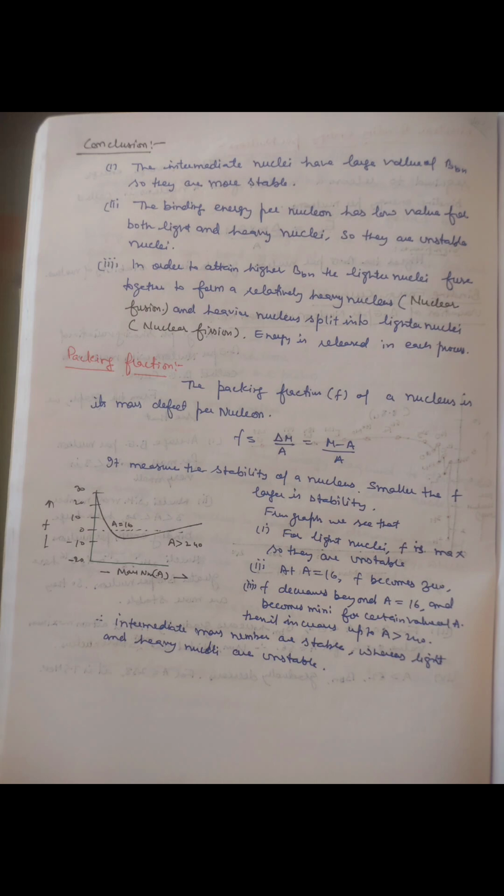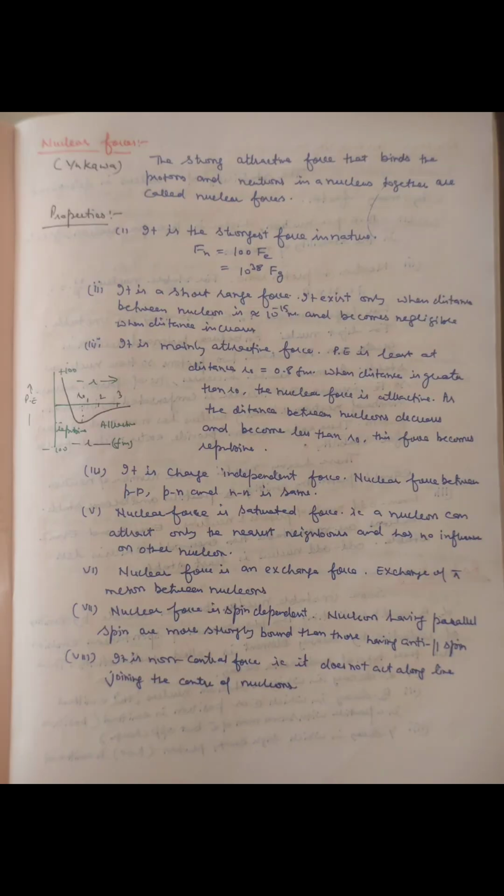In order to attain higher binding energy per nucleon, light nuclei fuse together to form heavy nucleus, nuclear fusion, and heavy nucleus splits into lighter nuclei, nuclear fission. Mass defect per nucleon is called packing fraction. Nuclear force is the strongest force in nature that binds the proton and neutron together inside the nucleus. It is short range, mainly attractive, charge independent and an exchange force.